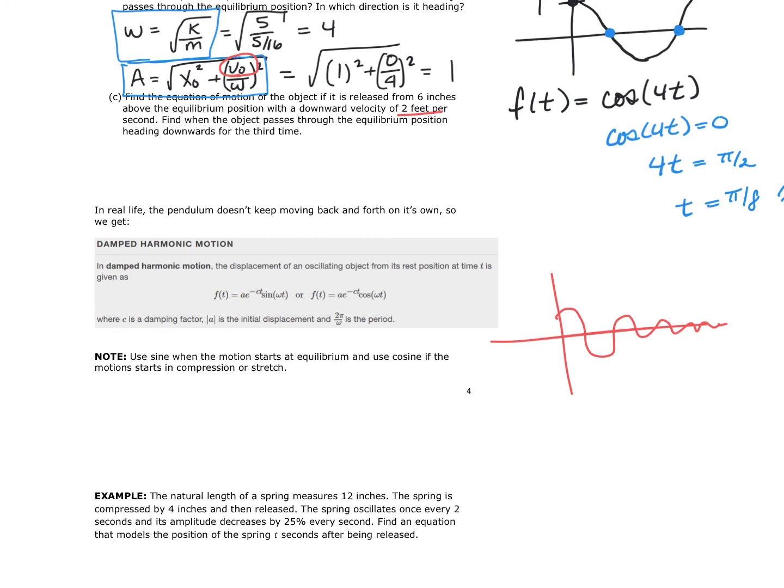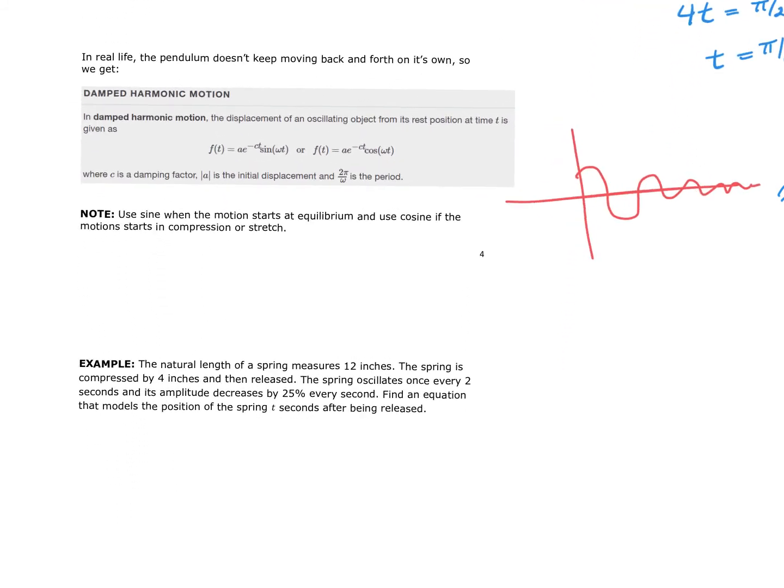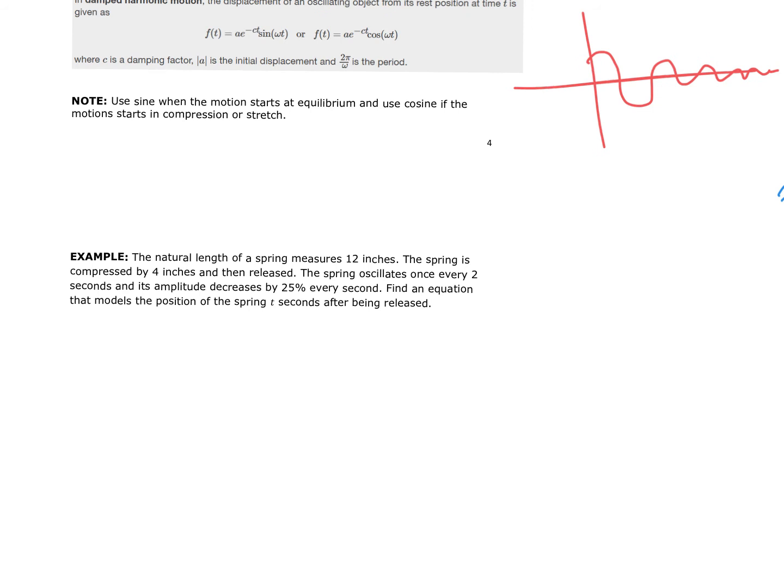Now note, we're going to use sine when the motion starts at equilibrium, and we're going to use cosine if the motion starts in a compression or a stretch. So let's go through this example. The natural length of a spring measures 12 inches. The spring is compressed by 4 inches and then released. So we know right out of the gate that we're going to start in compression, which means we're going to be using cosine.